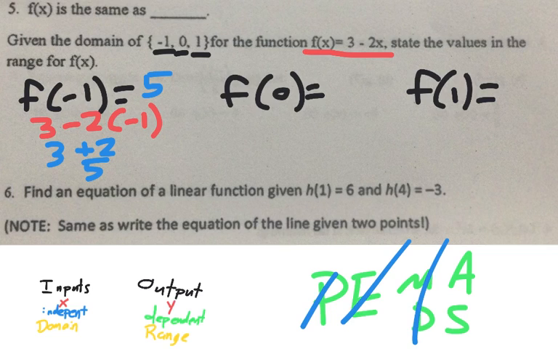Now let's do the same for 0. What if my input is 0? Well, that's going to look like 3 minus 2 times x, which this time is 0. -2 times 0 is 0, and 3 minus 0 is 3. So when I plugged in 0, my output was 3. And now let's plug in 1.